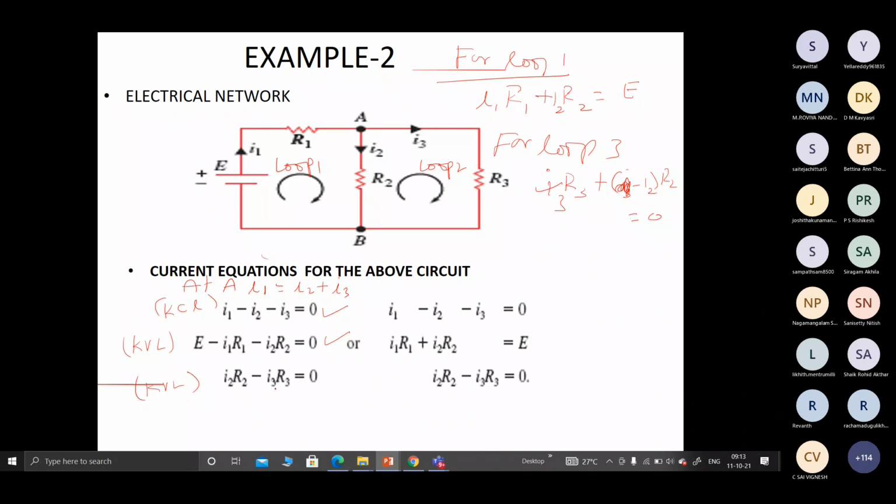So what is the other equation? I2 R2 minus I3 R3 equals 0. Because we already know this current is I2, when you go in the opposite direction, it's minus I2. So this is the third equation. That's all the modeling. This is called mathematical modeling: writing a physical context in terms of mathematical language is called mathematical modeling.